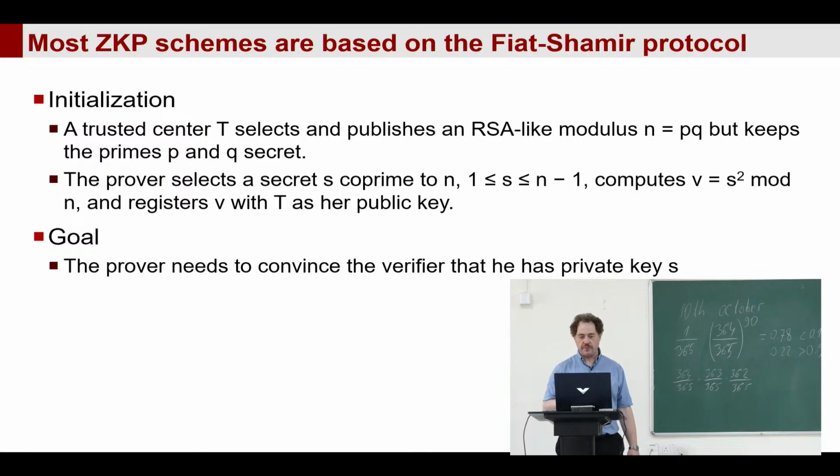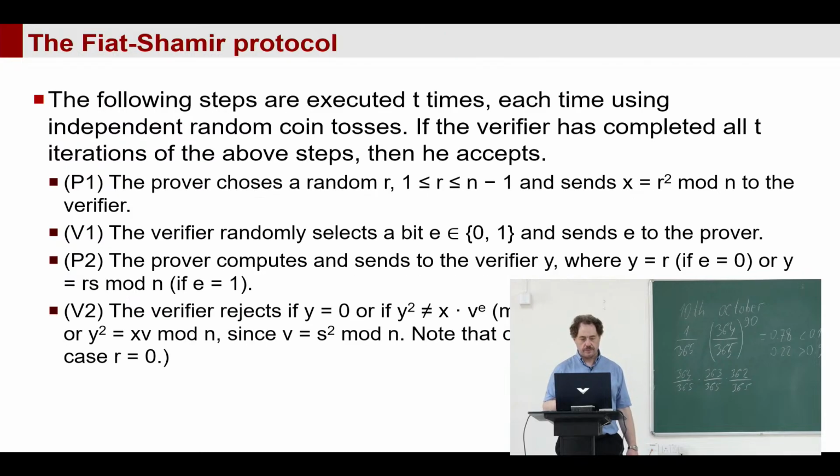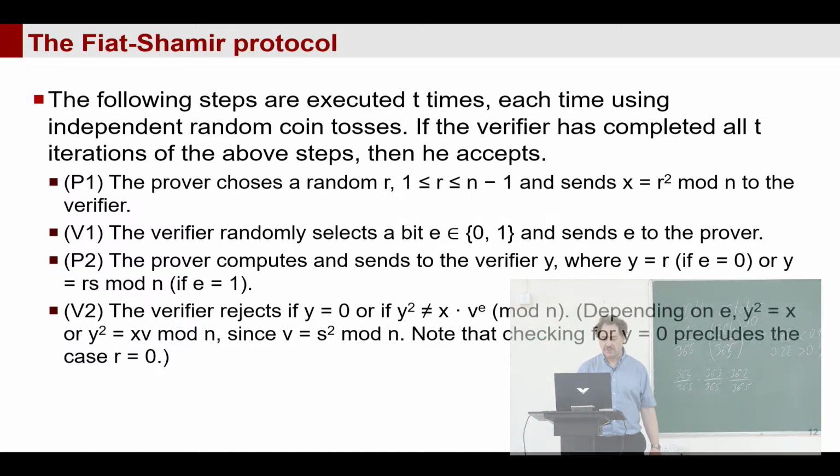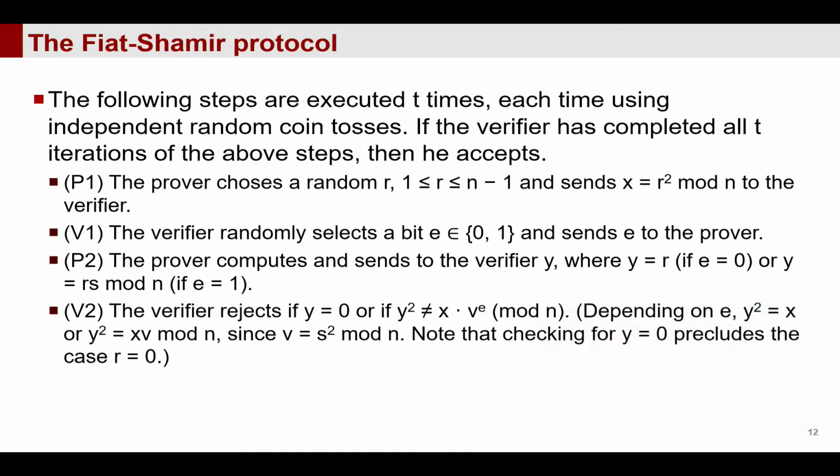So how can the prover do that? As usual, it's based on interactions, right? So the steps are executed a certain number of times, each time using independent random coin tosses. And if the verifier has completed all steps, he accepts. That's common for many proof systems, but what each step does is different. So each step consists of two phases.